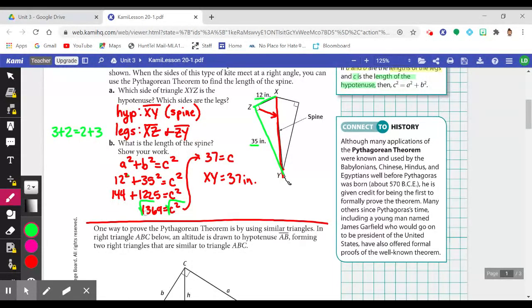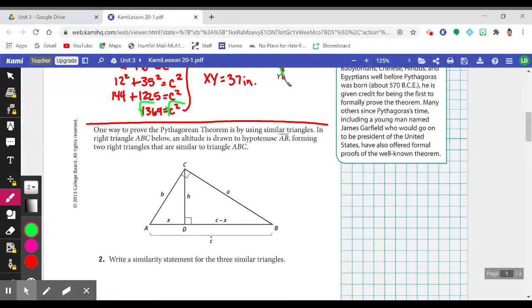So we take the square root of both sides, and fortunately for us, 1,369 is a perfect square. So C is 37, therefore XY is 37 inches. Now, if you notice the connect to history, it talked about several famous people, including James Garfield, one of our presidents, who found different ways to prove that the Pythagorean theorem was actually true.